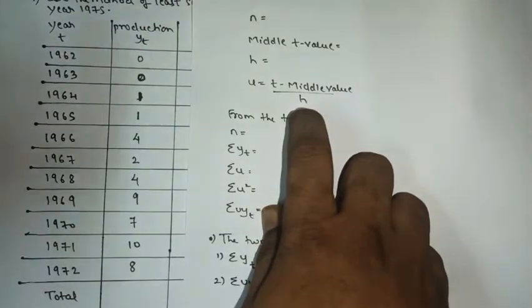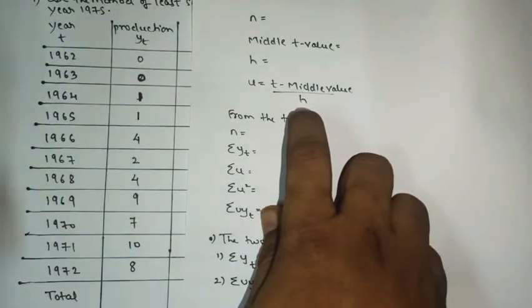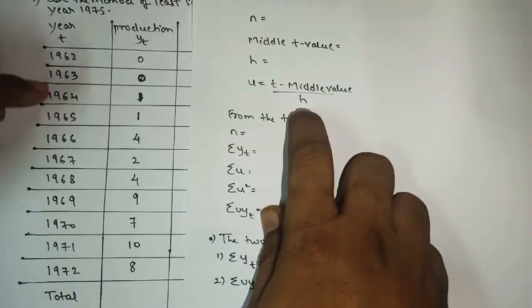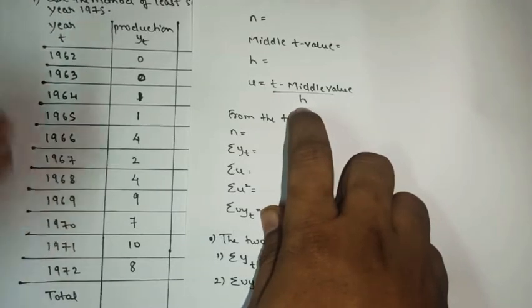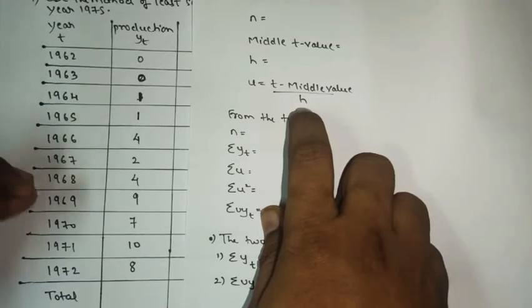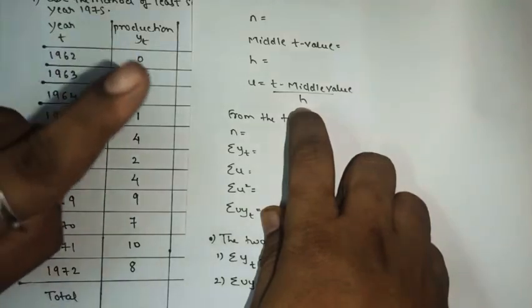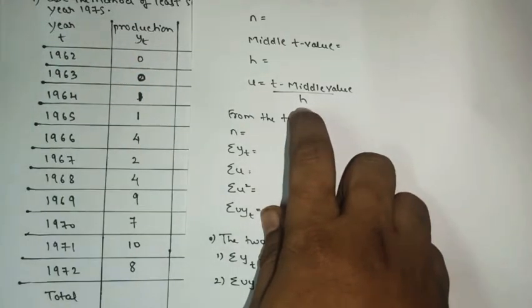Yes or no? So consider this first column as a class and the second column as frequency. Okay, so h means the difference between the two consecutive years. When you find the difference, you will get 1. So check the difference. That means the width of the class, we can say indirectly. So what is the width between two consecutive classes? It is 1. Yes or no?